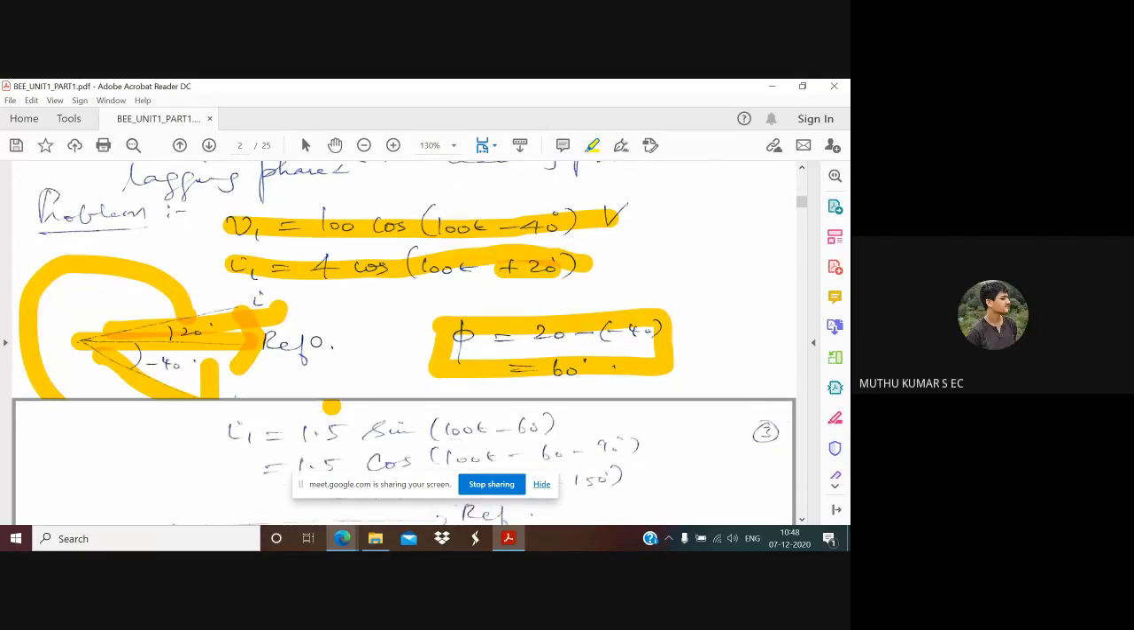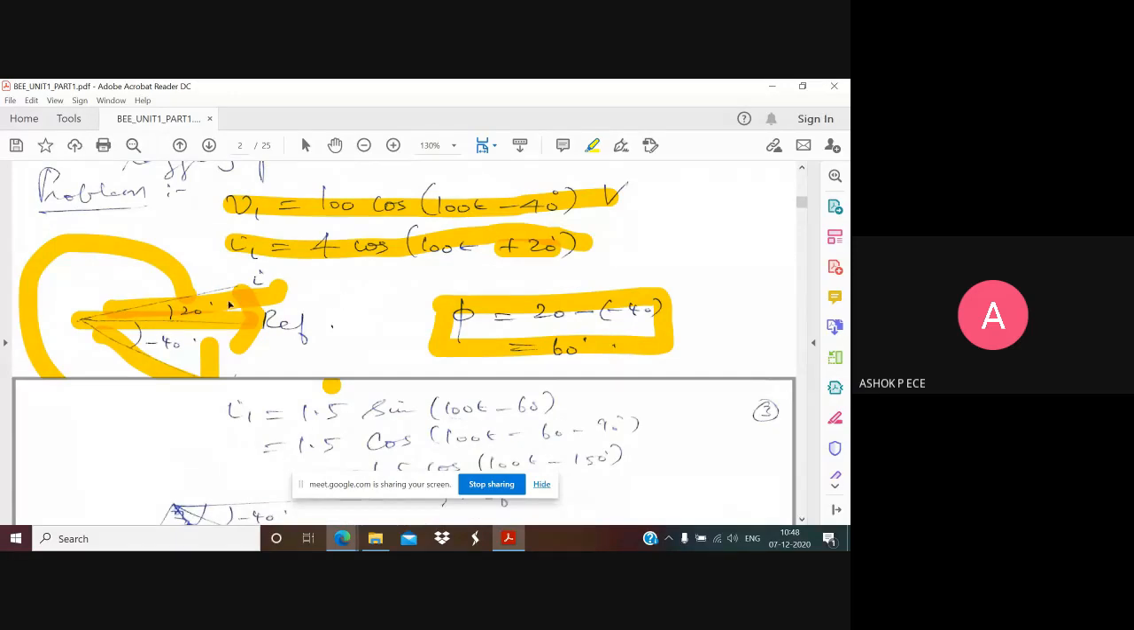Is anybody having any doubt in finding the phase angle? See here, the phase angle is 60, or it can be minus 60 also. How do you say it is 60 or minus 60? I have written 60 there, but it can be minus 60 also. Both are correct. How can both be correct?